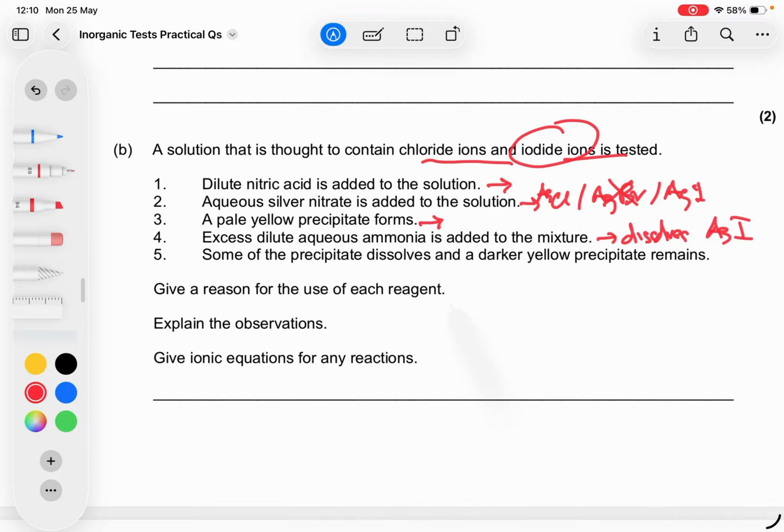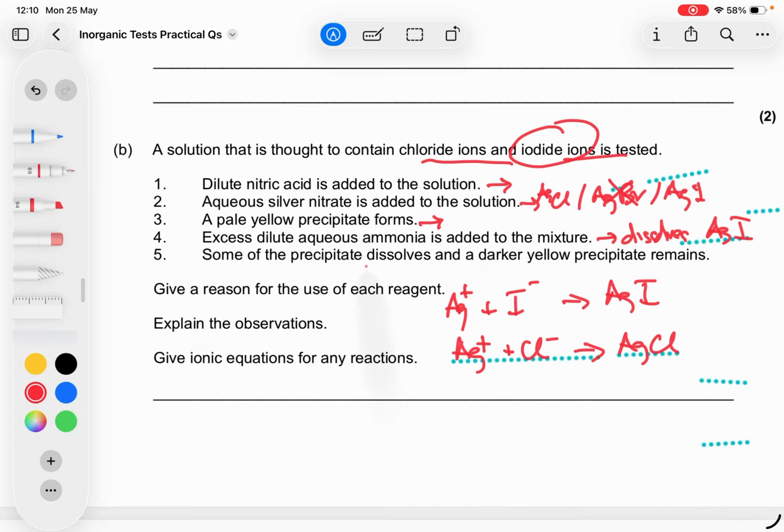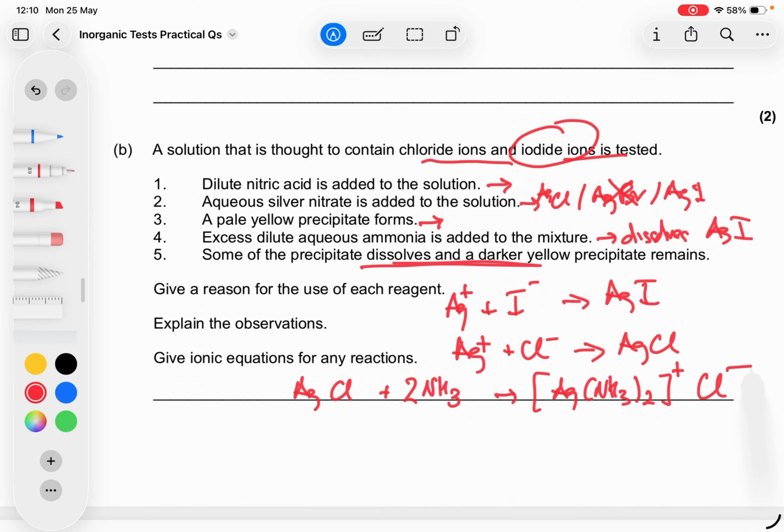Give the ionic equations. Well, we've already done these now. Ag plus and I minus, and Ag plus and Cl minus, and there's another very important equation you have to give. Some of the precipitate dissolves, that means AgCl dissolves in ammonia, which I've already mentioned. They haven't asked for state symbols here, so you don't have to give state symbols if they haven't asked for it, and that gives you the diamine silver complex, which is a Tollens reagent, and chloride ions. So you can see now the nature of the question.